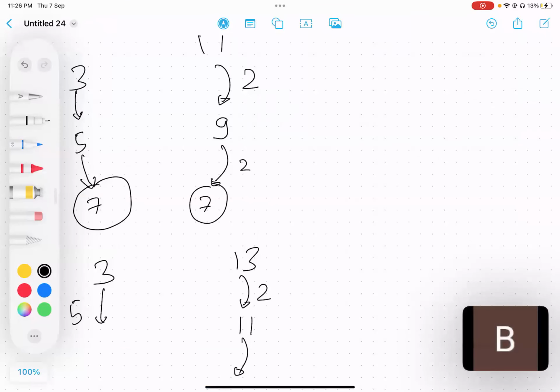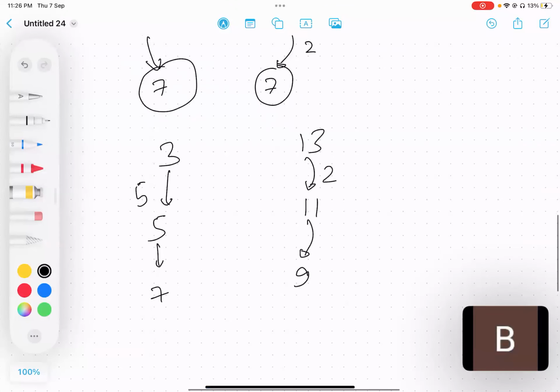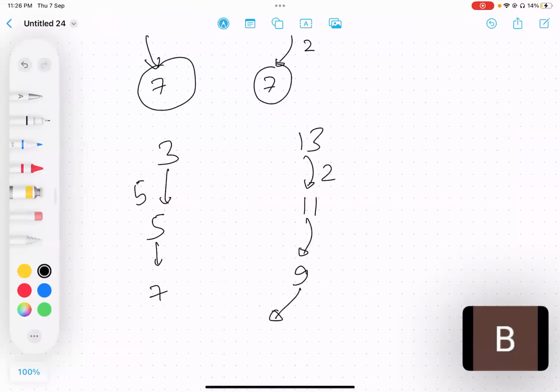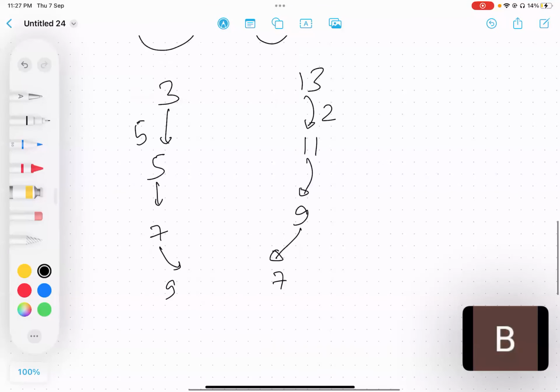Okay, so we were at 13 to 11, and 3 became 5. Then this will become 9, and this will become 7. Now, in one more step, if I remove 2 from here, this will become 7 and this will become 9. So why would we do that? We will just remove 1 from here and add 1 here, so this will become 8, and this will also become 8.